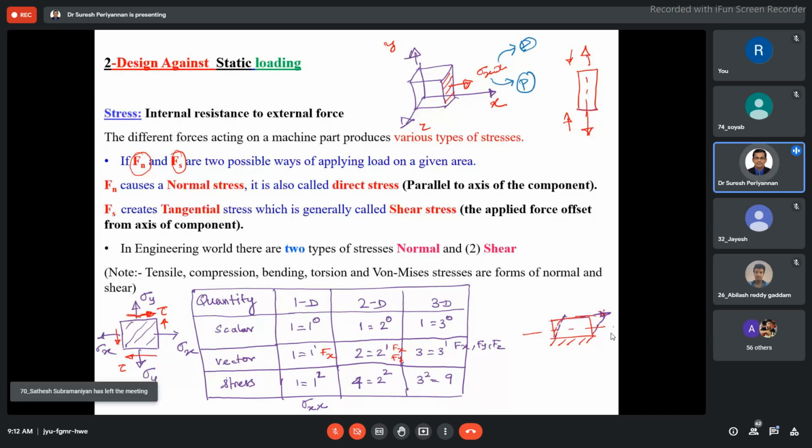When you are dealing with mechanical equilibrium, we should consider that the component should be in mechanical equilibrium, then it should be able to perform the function. Right? That's why we are introducing tau, the complementary shear stress.